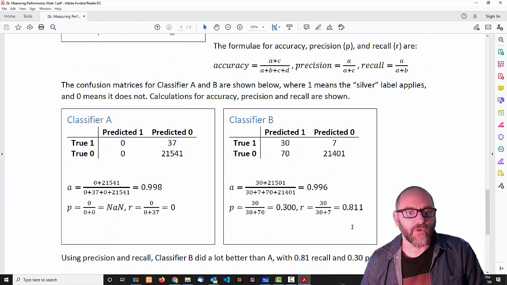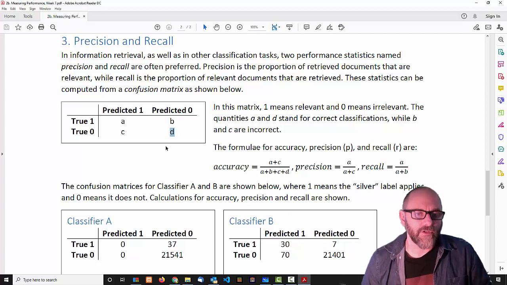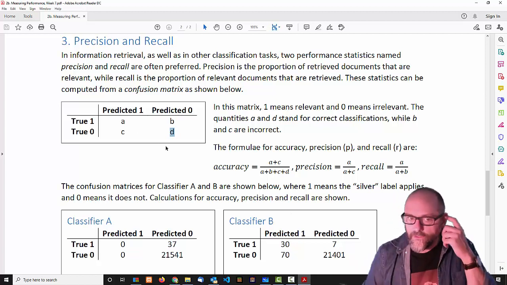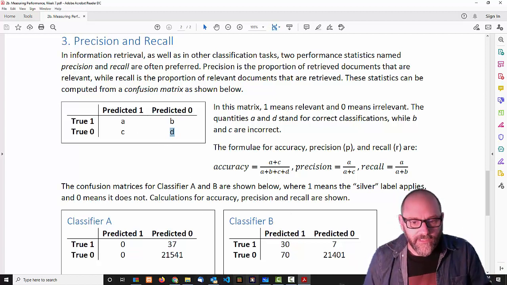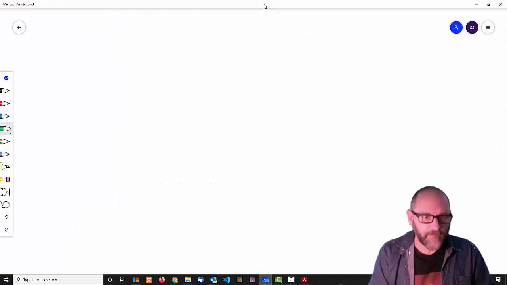All right, so what you're going to need to do in your code is look at your predictions and look at your, so wait, let's take a look over here. Let me get a whiteboard up.